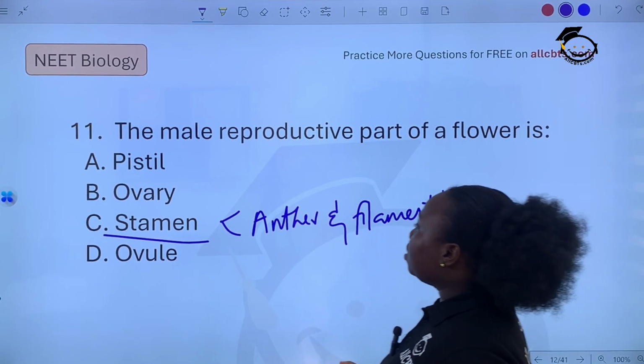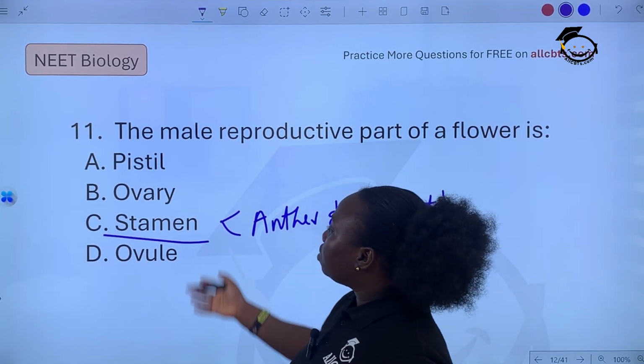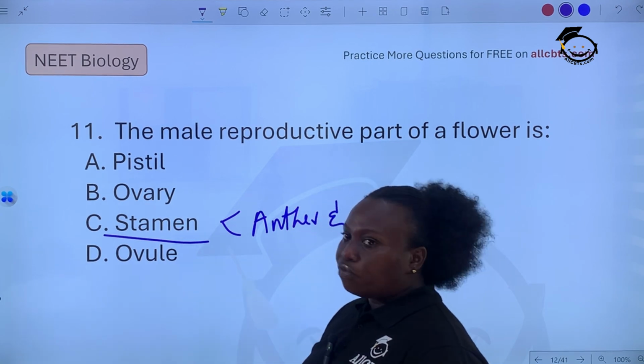While the female part is the pistil, it contains the ovary, the ovule.